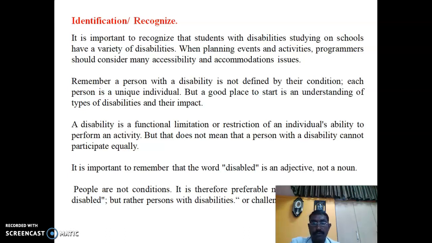A disability is a functional limitation or restriction of an individual's ability to perform an activity, but that does not mean that a person with disability cannot participate equally. It is important to remember that disabled is an adjective, not a noun. People, please do not define by condition. It is therefore preferable not to use the term the disabled, but rather person with disability or the challenged.